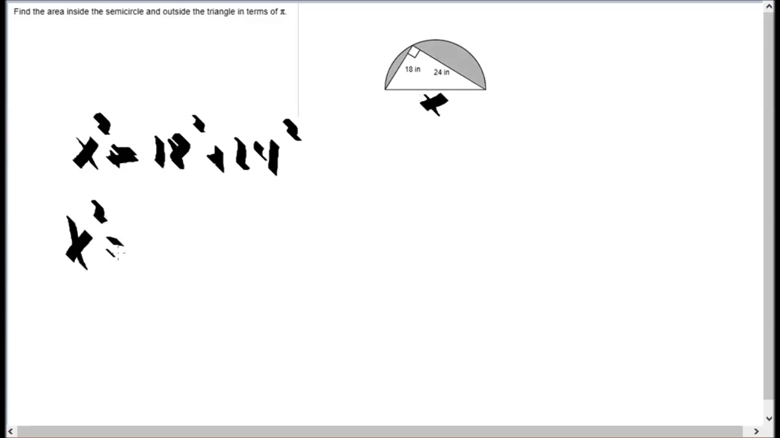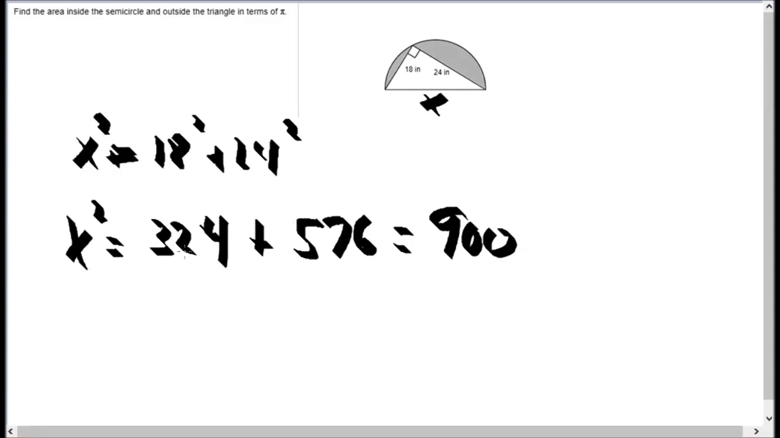So x squared is going to be equal to, okay, 18 squared is 324, 24 squared is 576, sorry, 24 squared, not 14, 24. That adds up to 900, which is telling me that x right here is equal to 30, because the square root of 900 is 30. So we know this is 30, which tells me that we have a radius of 15.